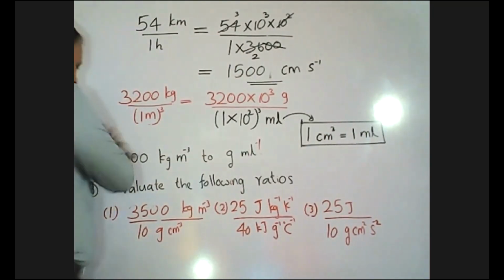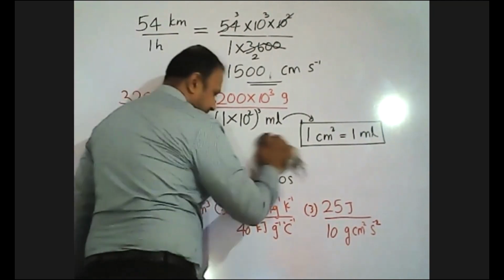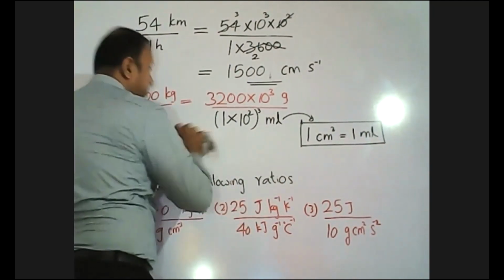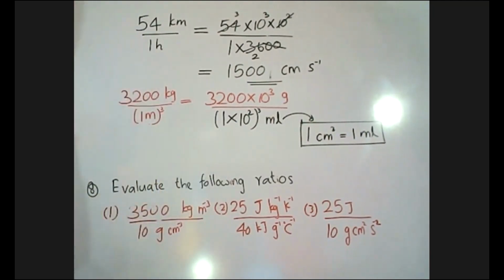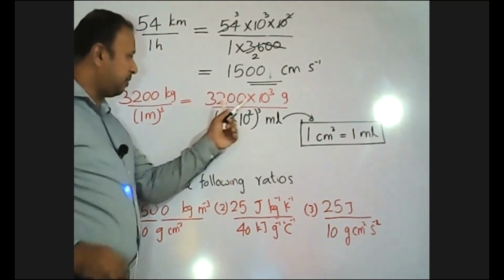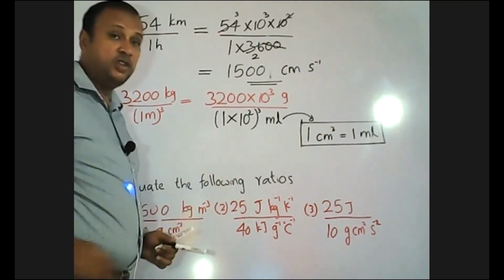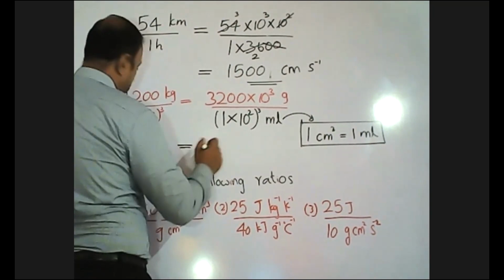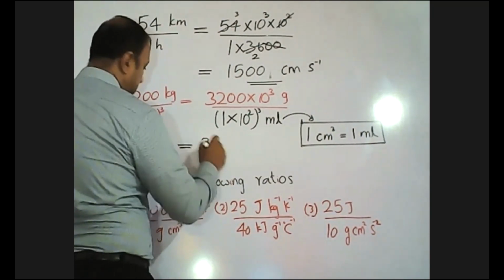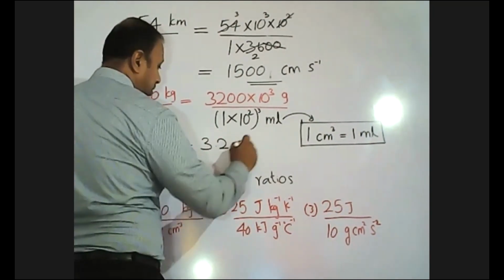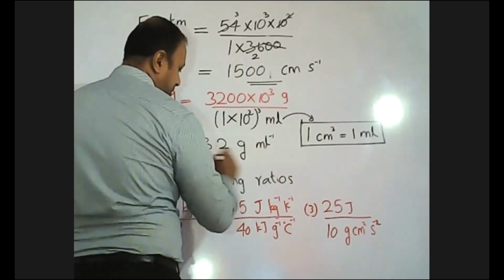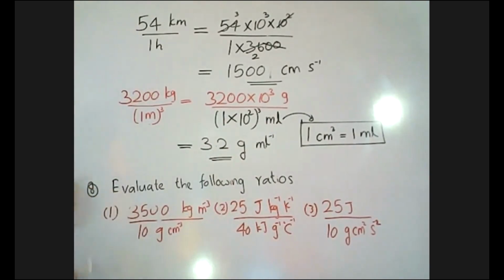Then I can convert. If you remember what we did in question number 2 or 3, this one is equal to 1000. Now we have to divide this by 1000. If I divide this by 1000, my answer will be 3.2 grams per milliliter.